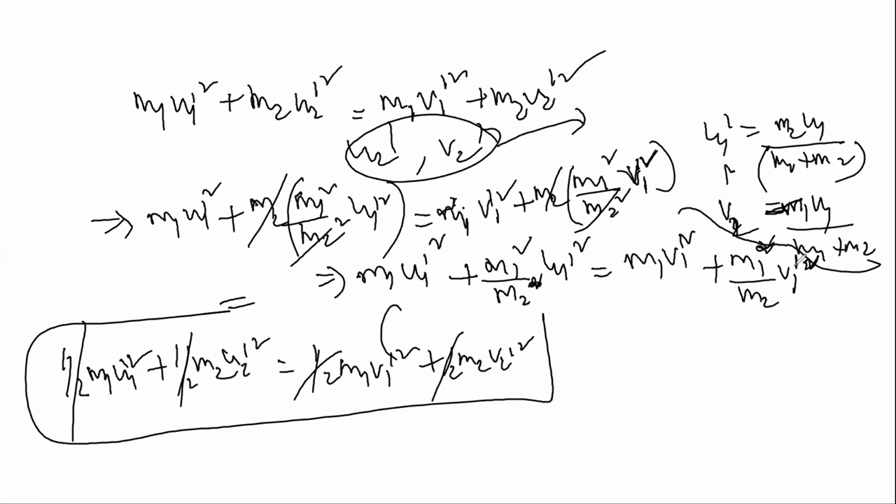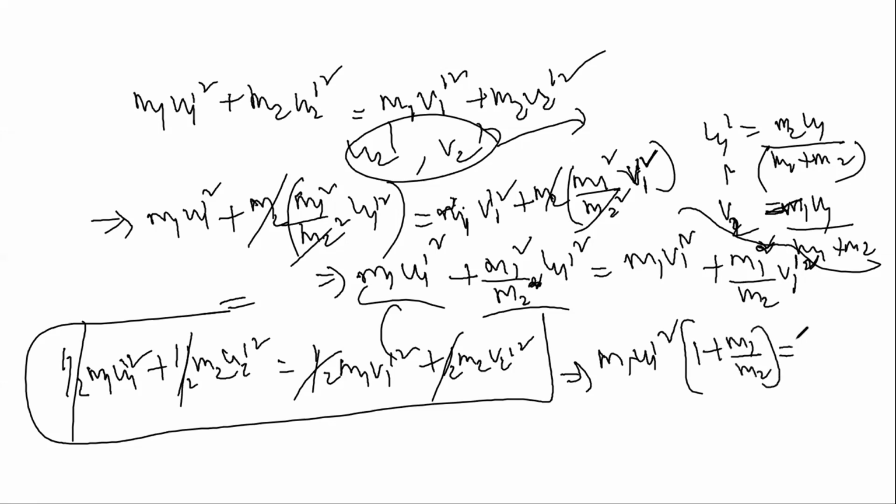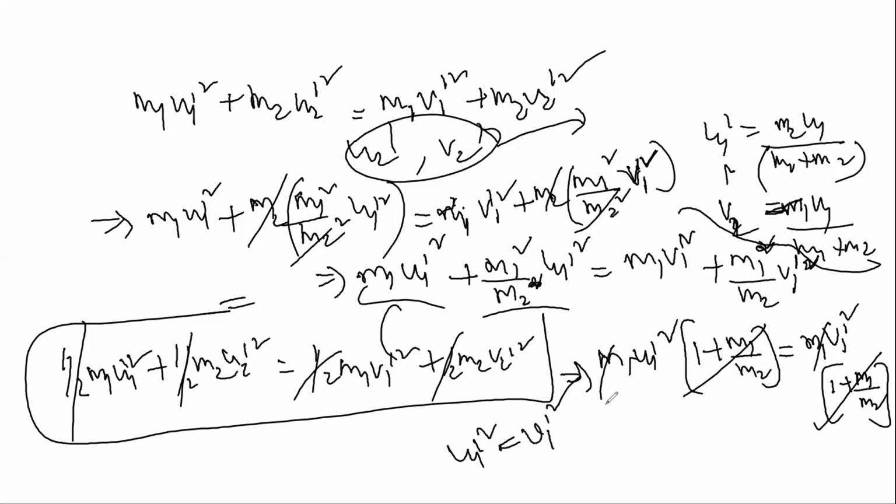Okay, so I'll take common m1 u1 dash square from here and here. What I'll get? 1 plus m1 by m2 equal to, I'll take m1 v1 dash square, 1 plus m1 by m2. So both sides 1 plus m1 by m2 gets cancelled, right? So I'll get u1 dash square equal to v1 dash square. Here m1 also gets cancelled. So finally u1 dash square equal to v1 dash square, which implies u1 dash equal to v1 dash, right?